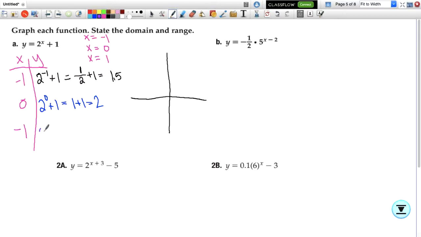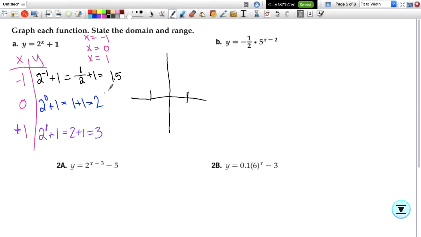I'm going to put my 2. Oops, this should be positive 1. Sorry. -1, 0, and positive 1. 2 to the first power plus 1. Well, 2 to the first power is just 2, and 2 plus 1 is 3. So it looks like I don't have to go very far on my x-axis. I'm just going to go -1, 0, positive 1.